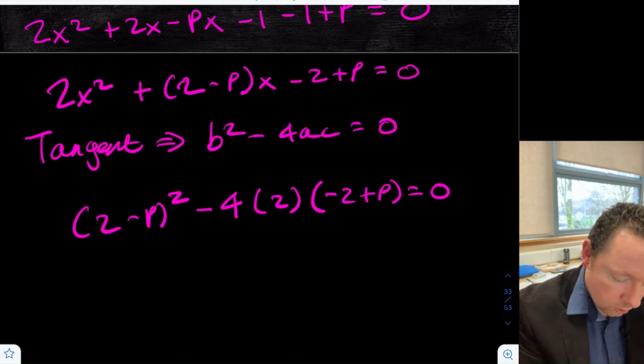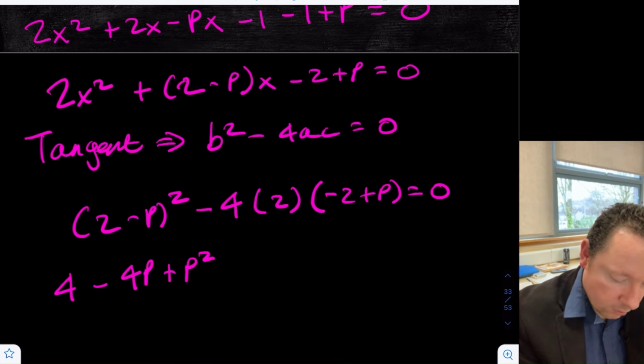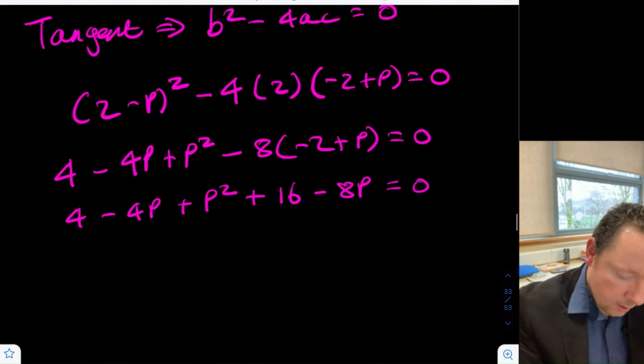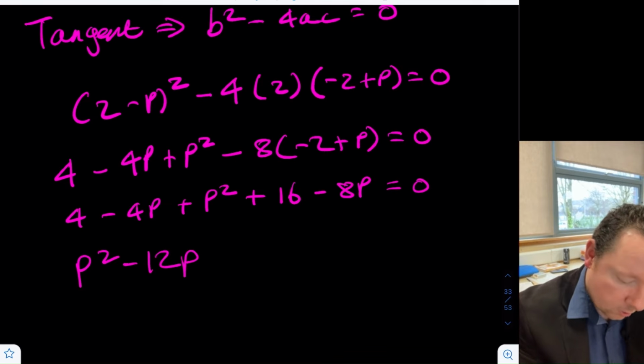Multiplying that out, 2 2s is 4, minus 2 times p is 2p, so minus 4p plus p squared. And then you've got 4 times 2 is 8, so it's minus 8 times minus 2 plus p. So you get 4 minus 4p plus p squared plus 16 minus 8p equals 0. So p squared, and then our p terms, we've got minus 8 minus 4 is minus 12p, and then our constant terms, 16 plus 4 is 20, equals 0. So we've got a quadratic to solve.